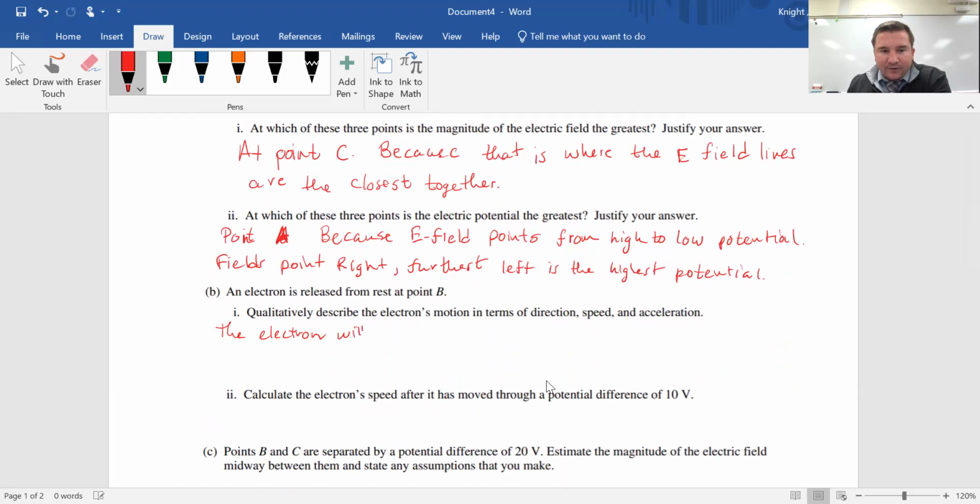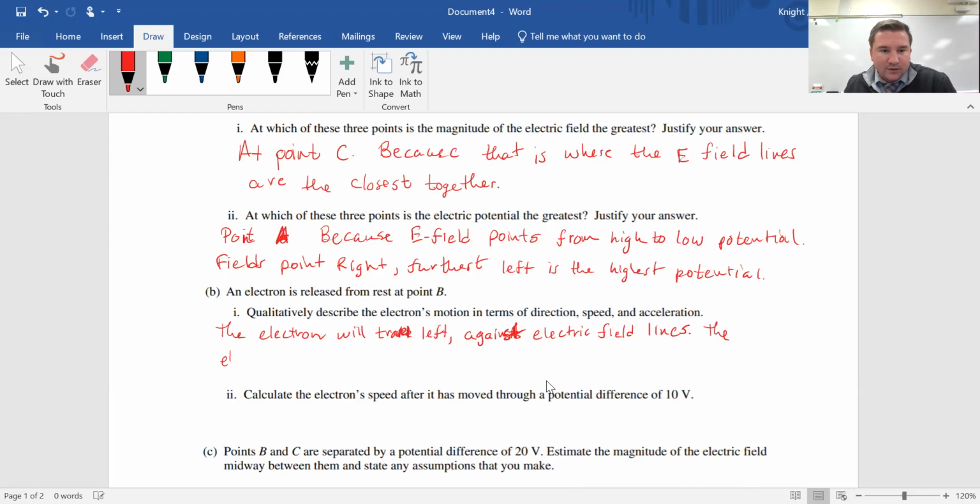So the electron will travel left. I can't spell travel. Against the electric field lines, or towards high potential, however you want to say that. We've already established that to the left is the higher potential, so electrons will flow towards high potential. Electron will travel to the left against, I spelled against wrong too, electric field lines.